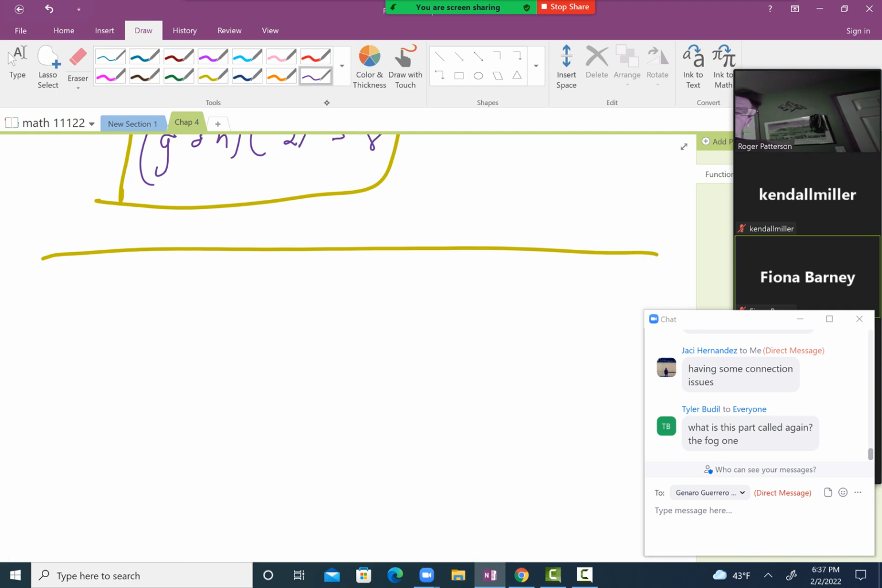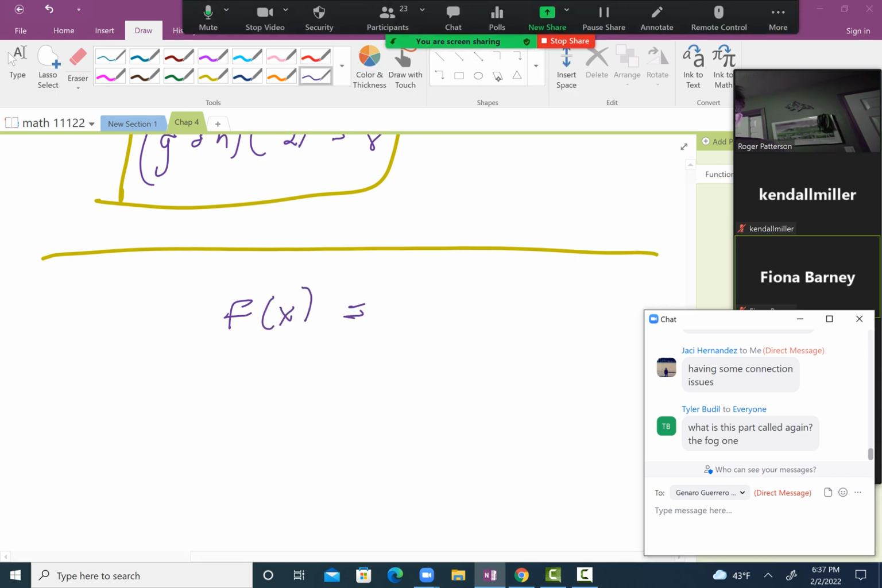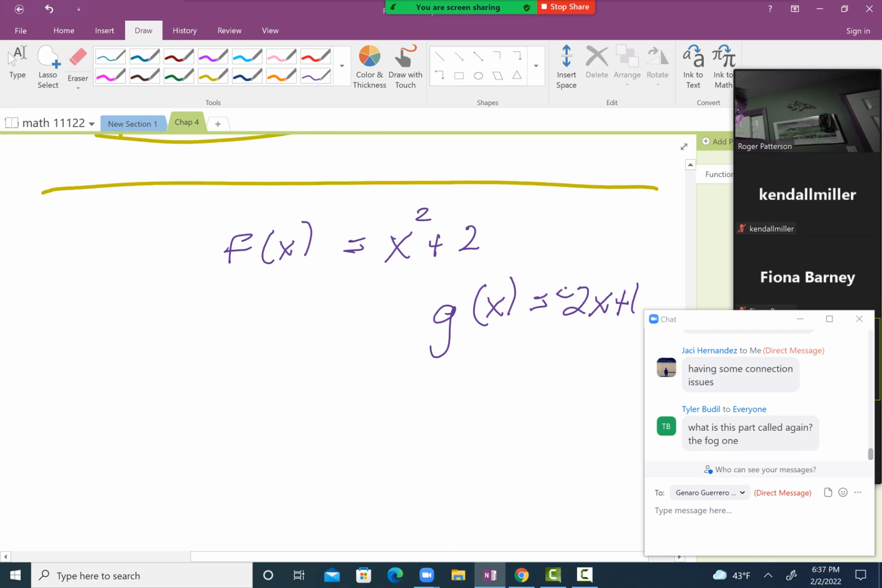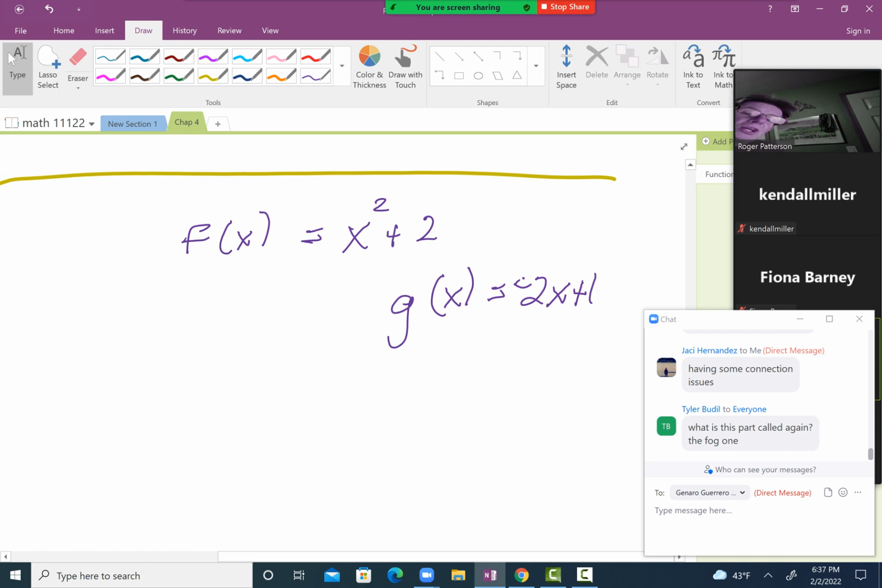Okay. So we're going to kind of up the game a little bit on this. Let's go back, and I'm just going to put down these guys here. I'm going to go with an f of x, and I'm going to put an x squared plus 2, and then I'm going to put a g of x, and I'm going to make that negative 2x plus 1. Now we're going to change this a little bit. What if we want to know what f of g of x is?